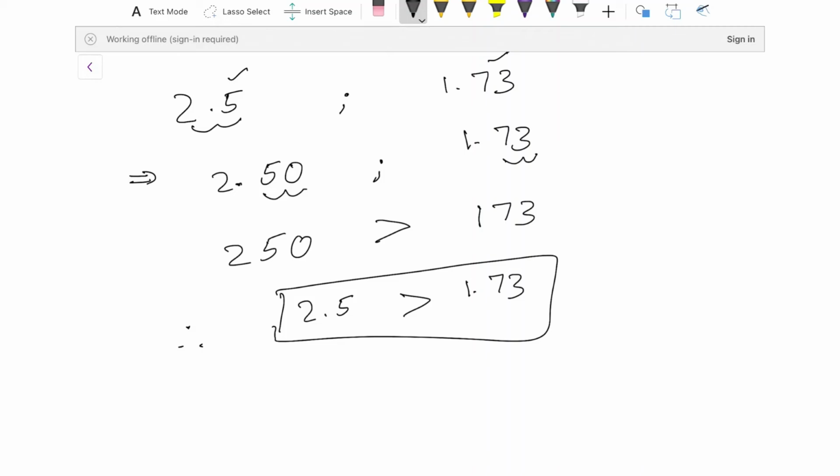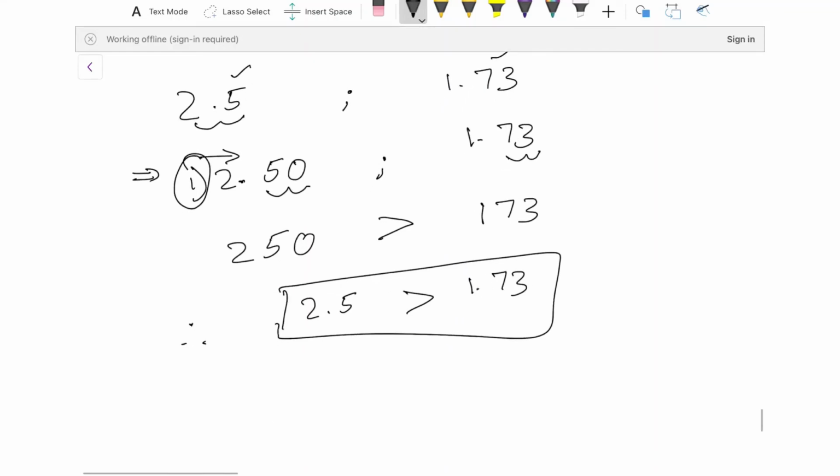Okay, so the first step is to convert them into like decimals. The second step is to follow the same thing that you did for comparing like decimals.